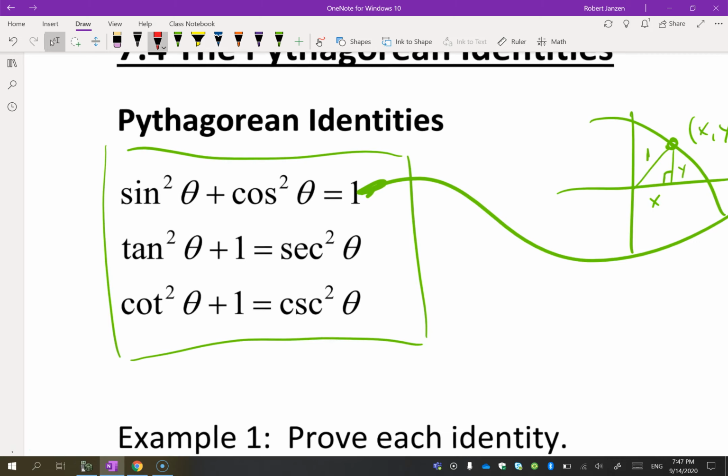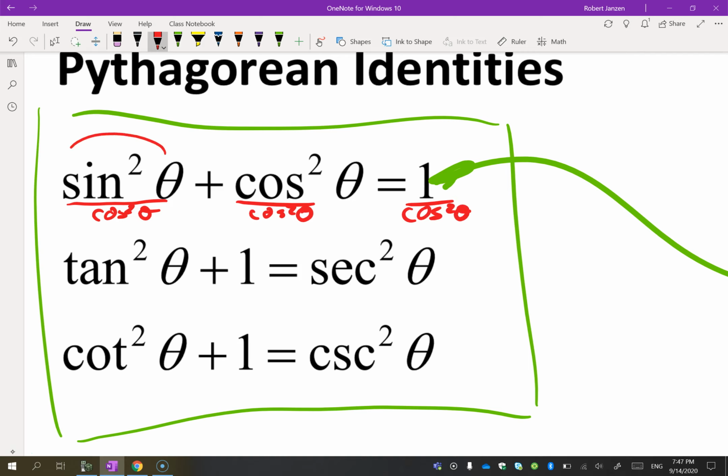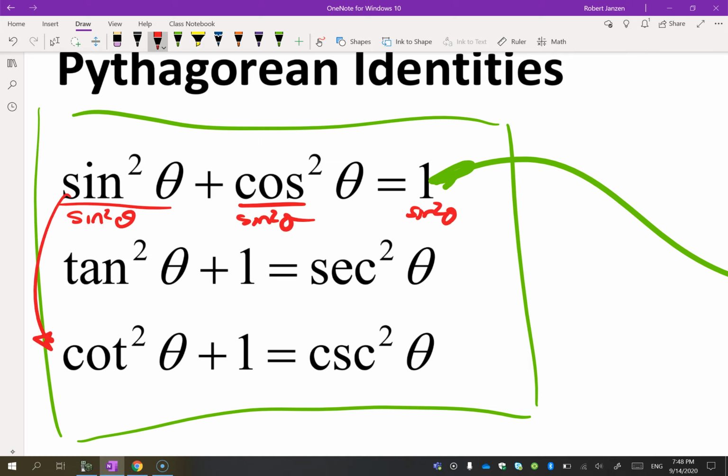And then where does the next one come from? Well, if you were to divide by cos squared, sine over cos would give you tan, cos over cos would give you 1, and 1 over cos would give you secant squared. Okay, so we have those. And then where do you get cotan squared plus 1? Well, if we were to divide everything by sine squared, then you would get this one.